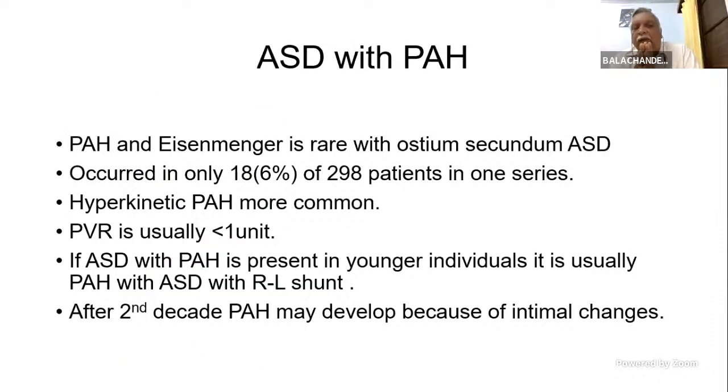So this is rare, as I told you. When you have to make a diagnosis, at least in the exam, do not say ASD with PH straight away, because that clearly will tell you that the candidate has perhaps not even seen the echo. Nobody can diagnose that. You must say severe pulmonary arterial hypertension and a right to left shunt or a bidirectional shunt. The possible cause is ASD, or it can be idiopathic pulmonary arterial hypertension. Hyperkinetic pulmonary arterial hypertension, of course, is much more common, and remember that the pulmonary vascular resistance is less than 1 unit. Now, if ASD is present in younger individuals, we are quite sure it is usually PH with ASD with a right to left shunt, and this is what the Vellore group also has shown. But of course, after the third or fourth decade, pulmonary arterial hypertension will develop because of intimal changes. Next slide.